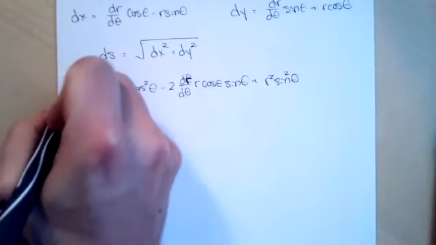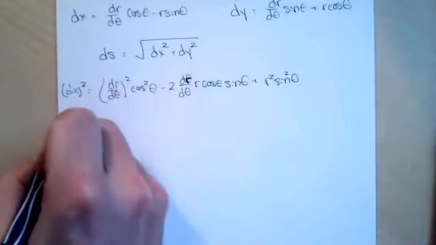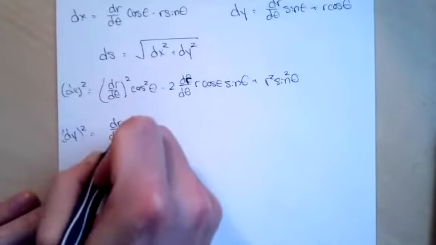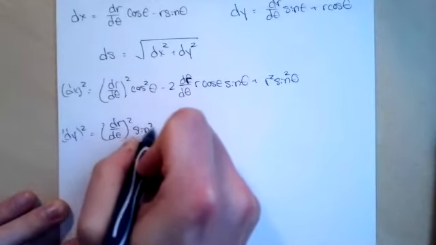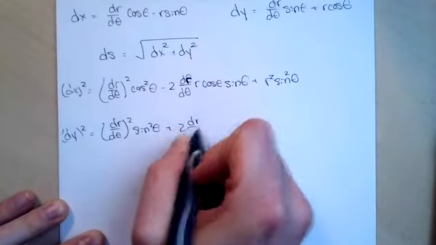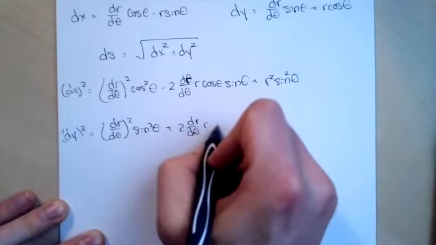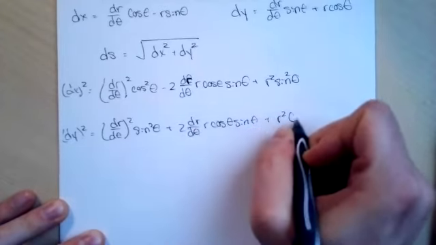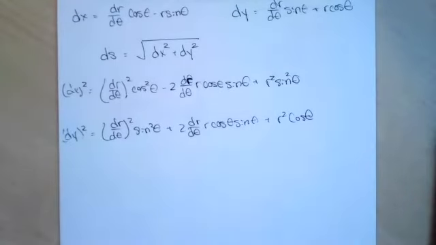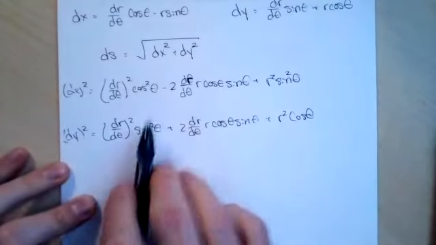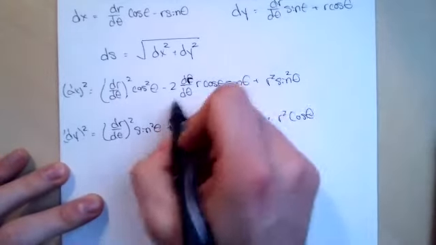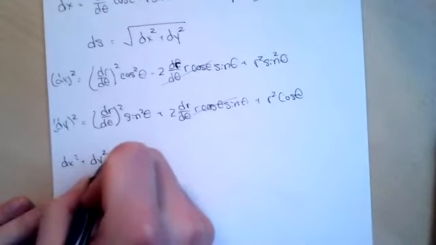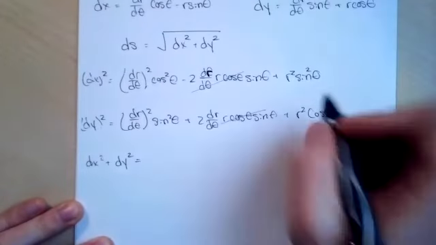And then, so this is our dx squared, and then our dy squared, similarly, dr/dθ squared sine squared plus 2 dr/dθ r cosine theta sine theta plus r squared cosine squared theta. So what's going to happen when we add these two together? The middle terms are going to cancel. Is it supposed to be a cosine squared theta on the end, or just cosine theta? Cosine squared, thank you.